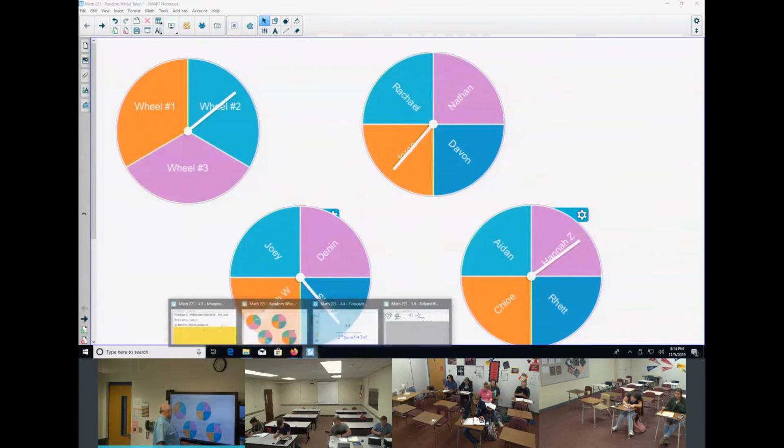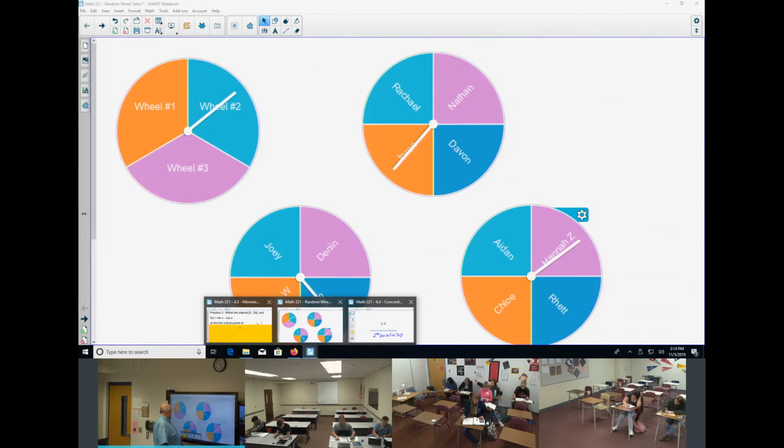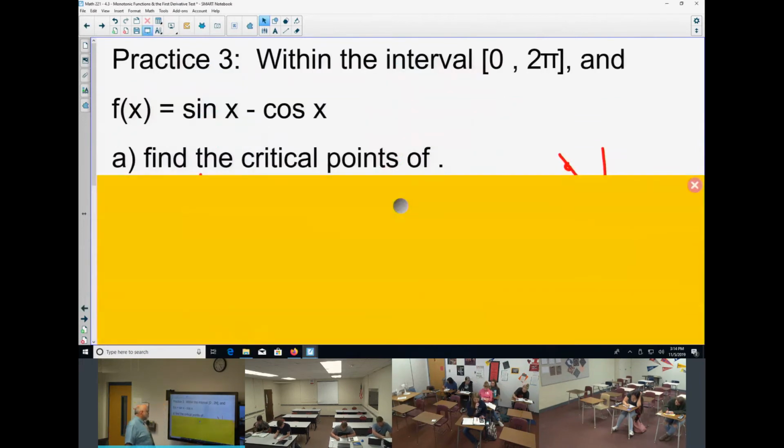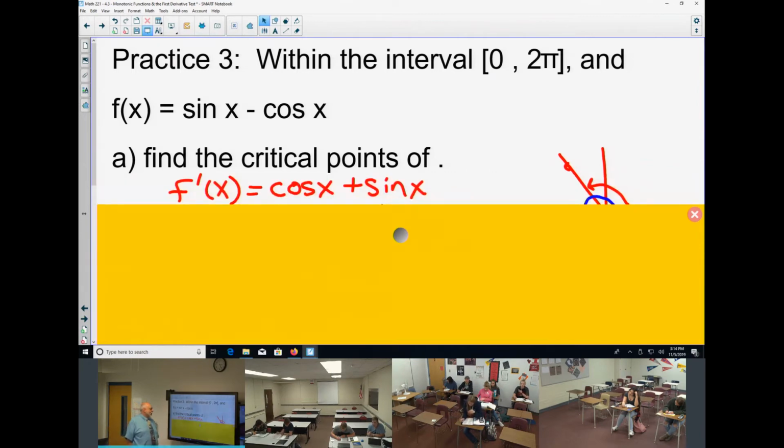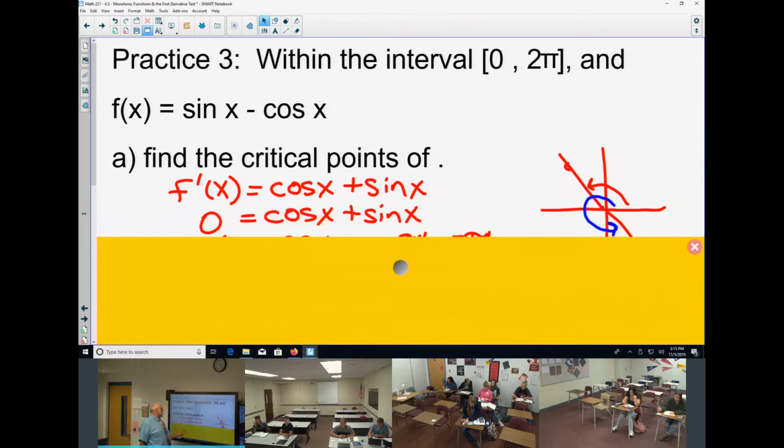Skylar, what is the derivative of sine x minus cosine x? Cosine x plus sine x. That is correct. Now, to find out where the derivative is equal to 0, you set it equal to 0 and solve.